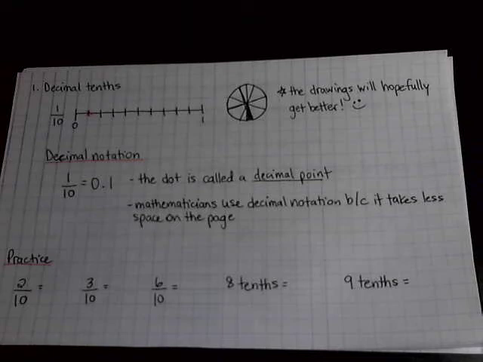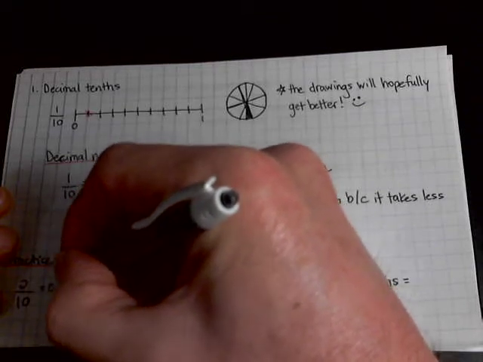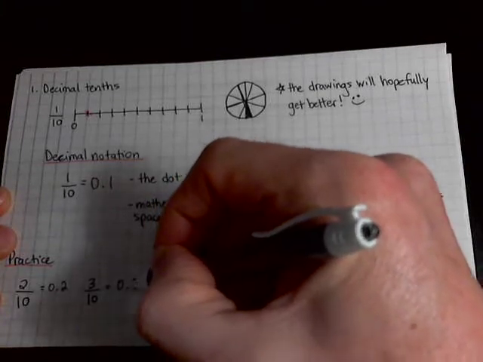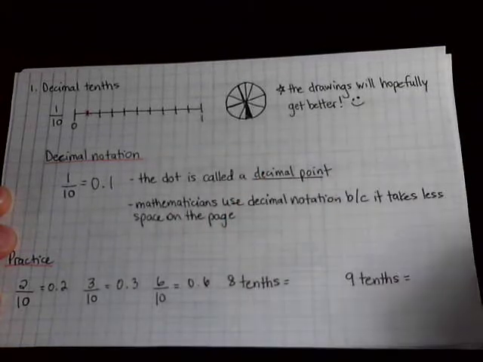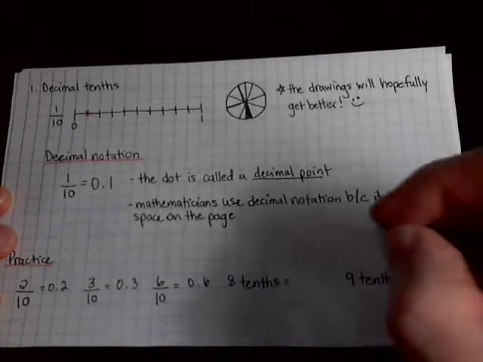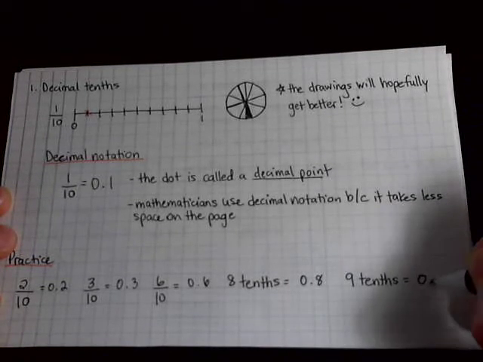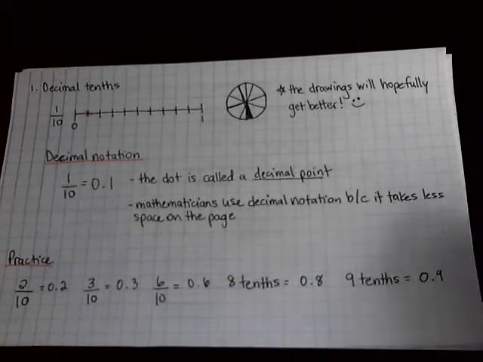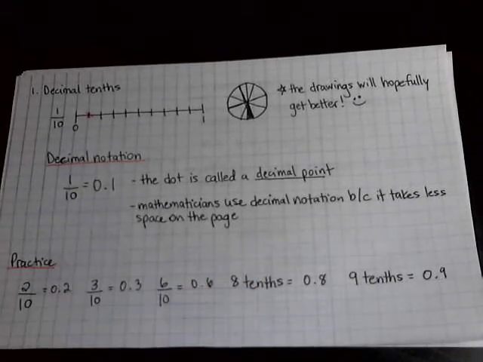So then we can do a little bit of practice here. We can say 2/10 is 0.2. We could say 3/10 is 0.3. We can say that 6/10 is 0.6. And then we switch it up a little bit. We say that 8/10 is 0.8. And then 9/10 would be 0.9. Again, decimal notation is just a quicker way to write things than having to write out 2/10 or 8 and then the word tenths.